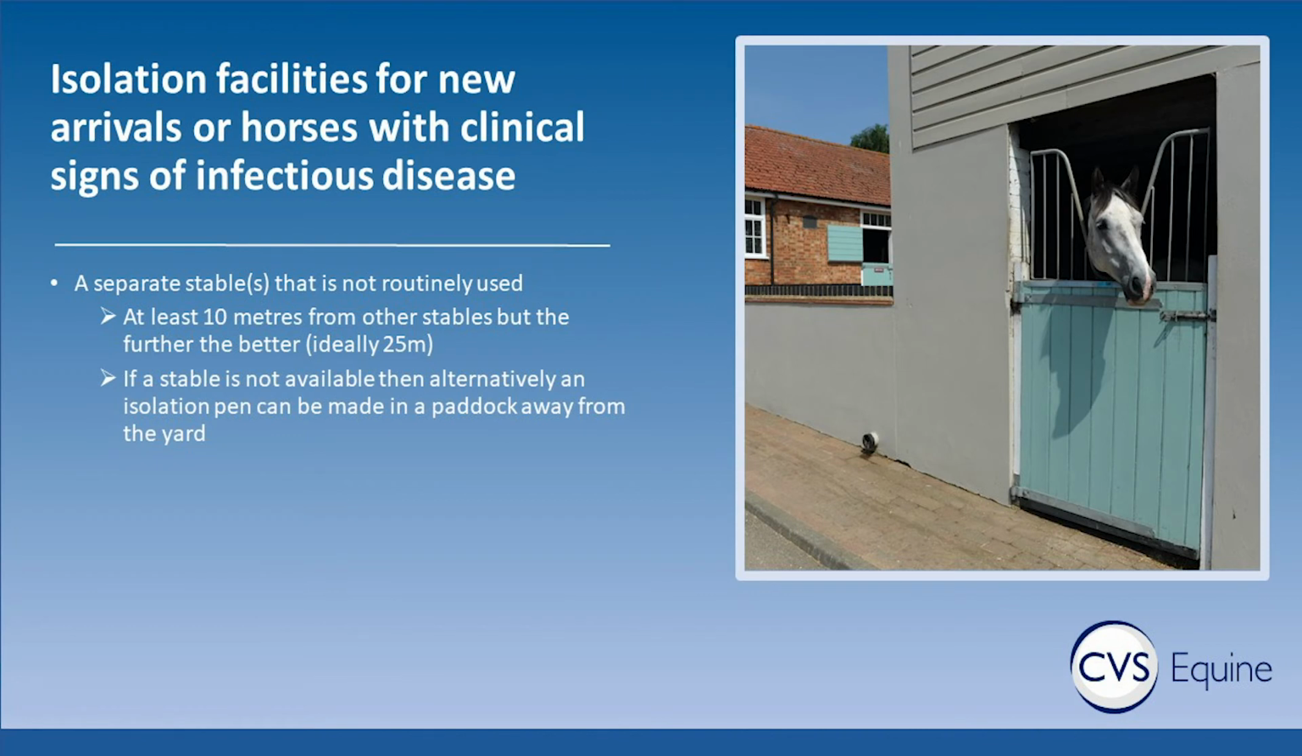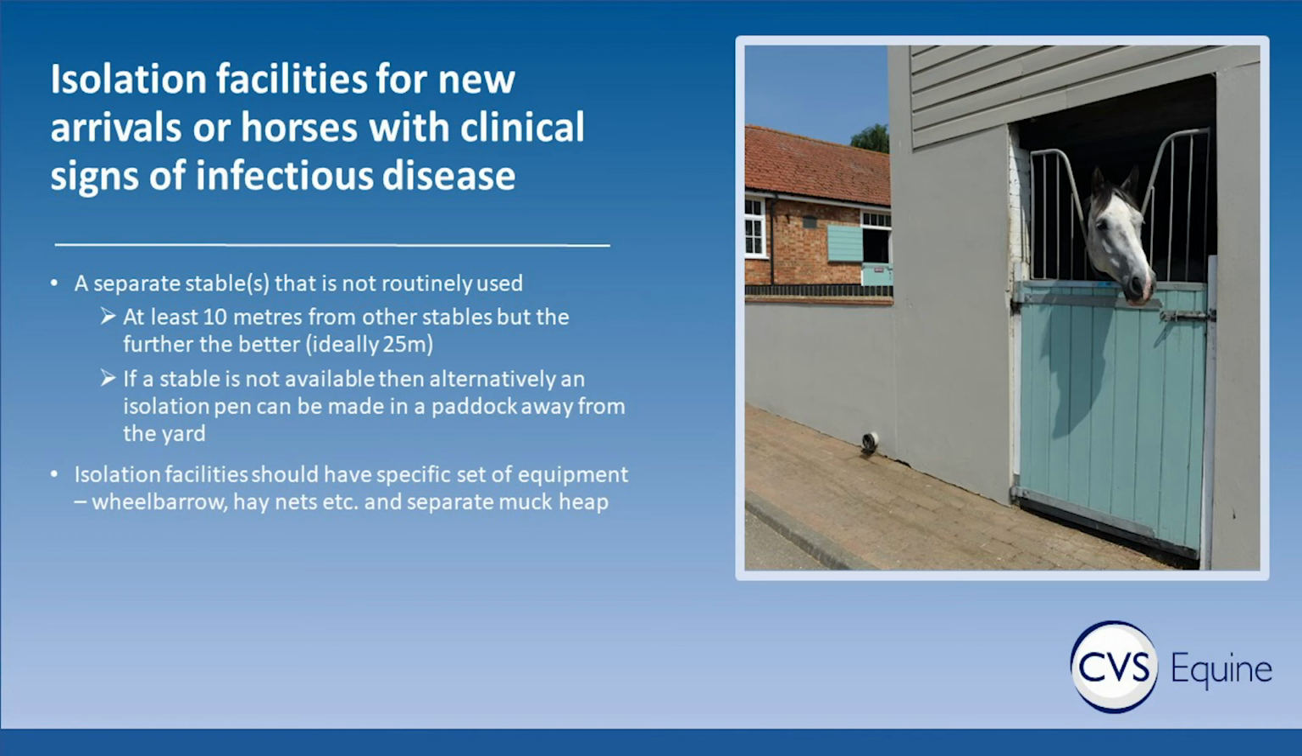The minimum requirements for isolation facilities for new arrivals of horses with clinical signs of infectious disease, as we previously described, is to have a separate stable that is not routinely used, that is at least 10 meters away from other stables, but at the end of the day, we usually recommend at least 25 meters from the nearest stable. If a stable is not available, then alternatively, we could set up an isolation pen that can be made in the paddock away from the yard.